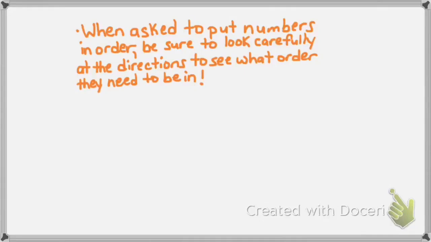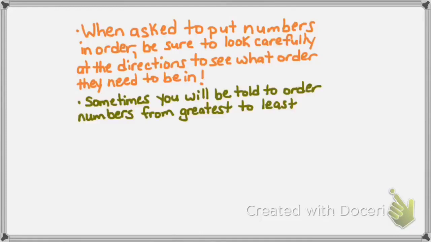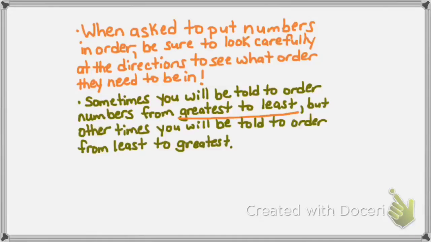When asked to put numbers in order, be sure to look carefully at the directions to see what order they need to be in. Sometimes you'll be told to order numbers from greatest to least. But other times, you'll be told to order from least to greatest. And sometimes you'll be asked a question in a different way, and you'll need to figure out whether or not the question wants the greatest time or the least time.